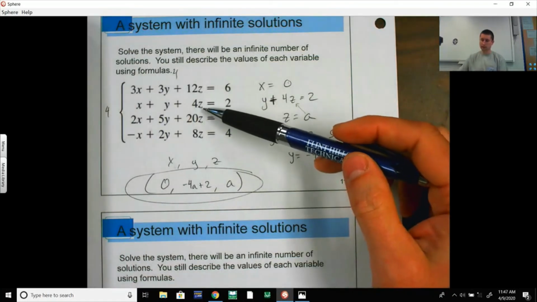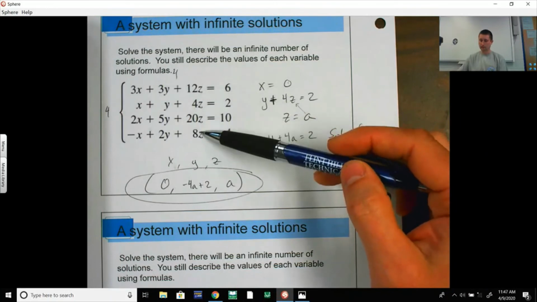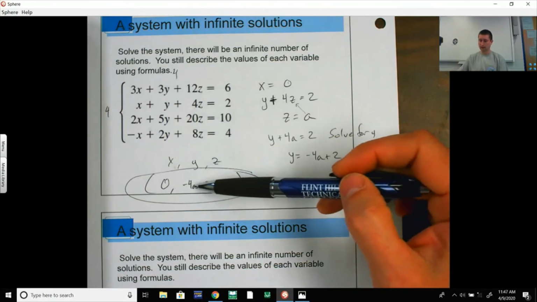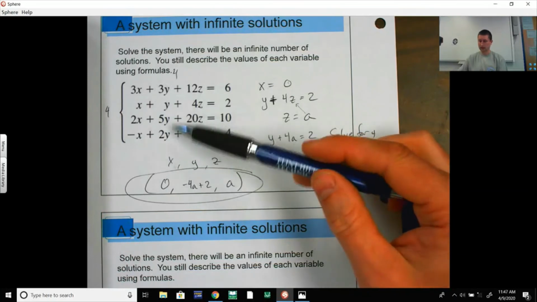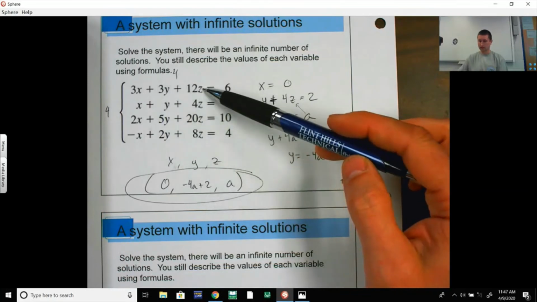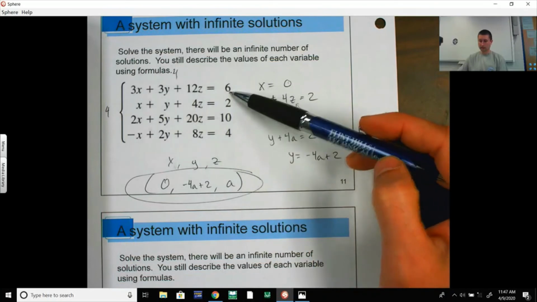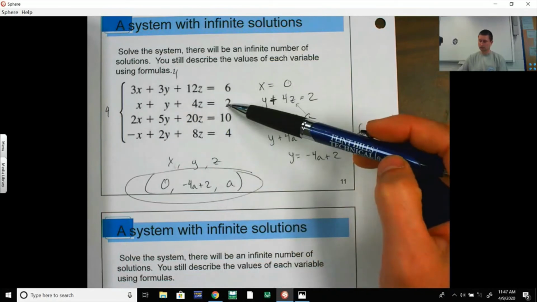Say, okay, I'm going to pick 5 for a. If I pick 5 for a, then I have to pick negative 18. If I plug 5 in here, I get negative 18 for y. So if I do 5, negative 18, and 0, I'm going to get 6. 5, negative 18, and 0, I'll get 2. Okay?